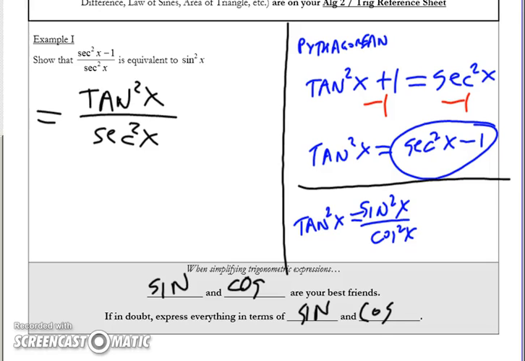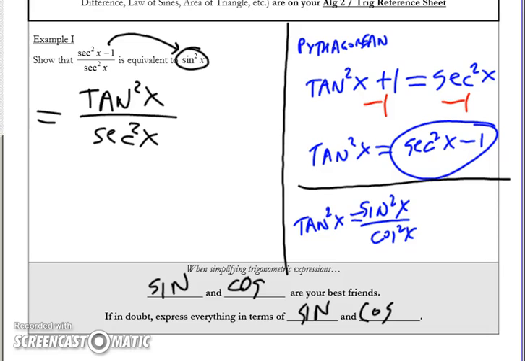So without further ado, what I have projected here is where we left off. We are showing that secant squared of x minus 1 over secant squared of x is equivalent to sine squared x. That is our goal. So we want to get from here to here.